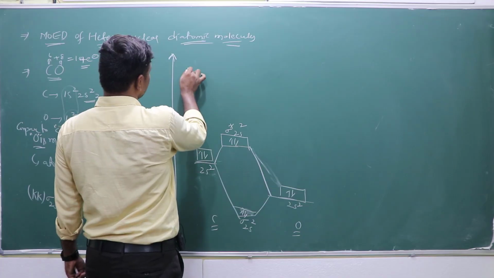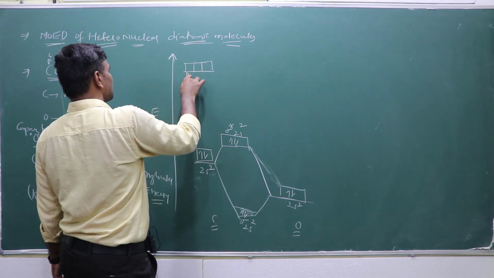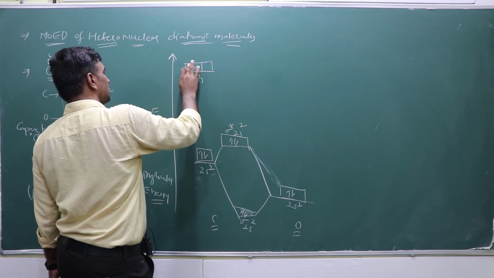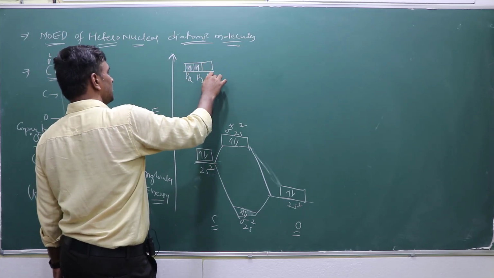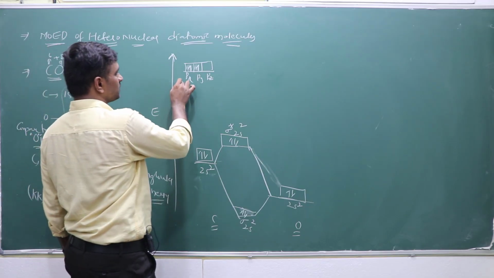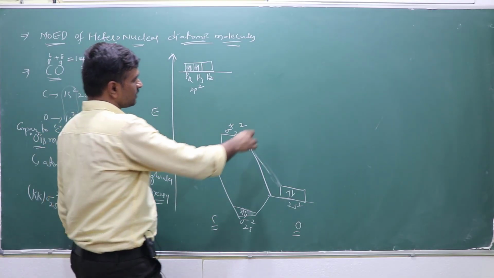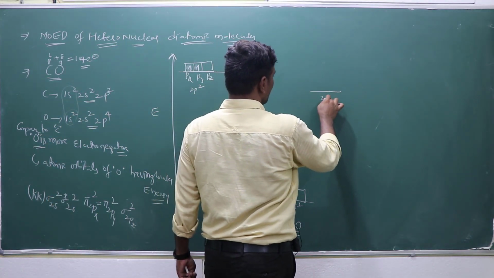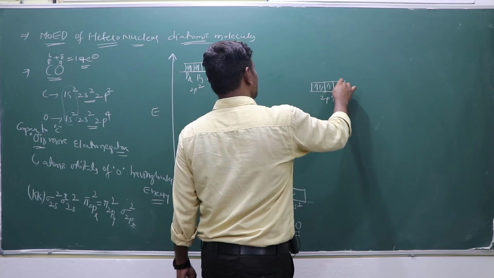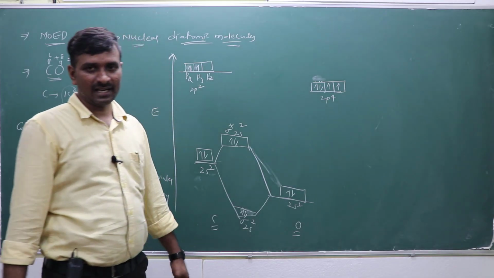Next, another level, which level is there? Px is 1, Py is 1, Pz is empty in the carbon atom, suppose, because this is 2p2, this level. Next, another one, which level is there in this case? 2p4. Px is filled, Py is filled, Pz is 1 electron. Px, Py, Pz, 1 electron each.